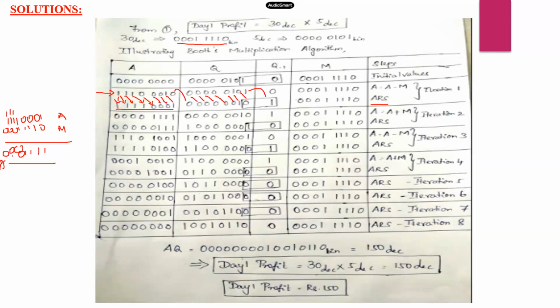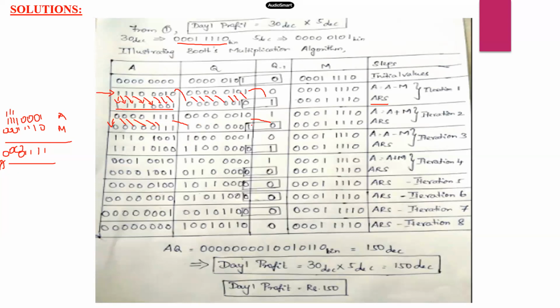The final result is 0000 1111. This is nothing but A equals A plus M. Again, you have to do the arithmetic shift operation. You have to retain the MSB bit as it is, then shift. So you have to shift one by one. Likewise, this is iteration 2.